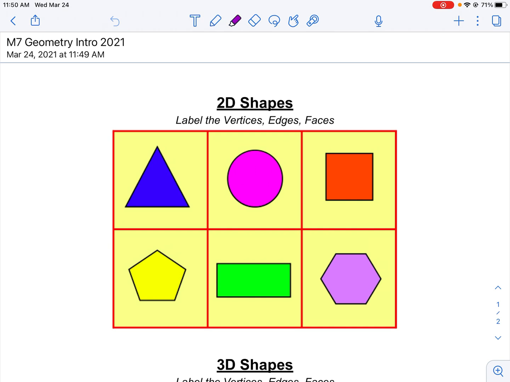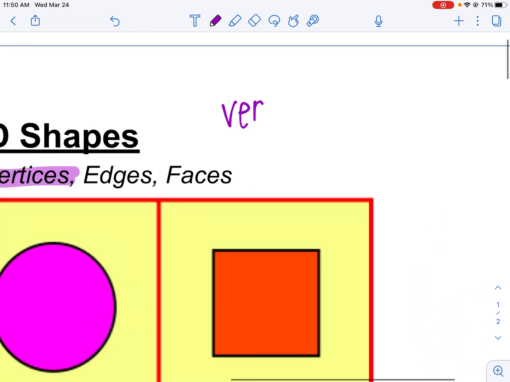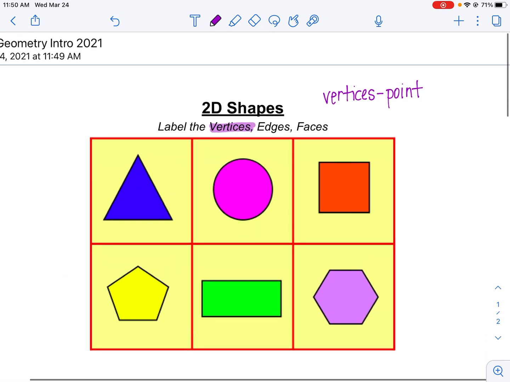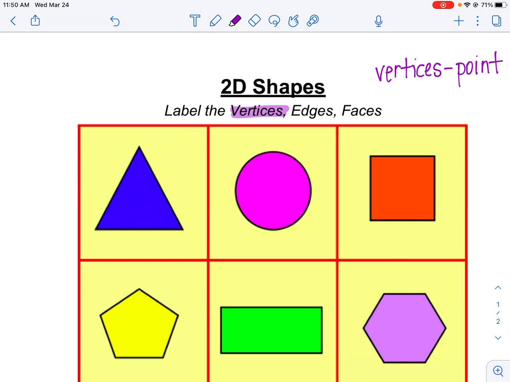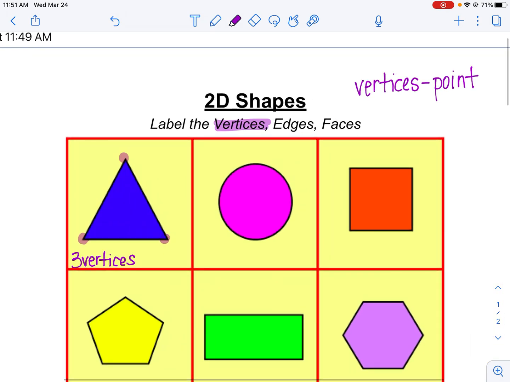So when we're talking about vertices, we are talking about the points in the shape. So where every shape comes to a point. Some shapes are not going to have vertices, so let's label those, and I'm going to use my highlight tool. So a triangle has 1, 2, 3 vertices. A square has 1, 2, 3, 4 vertices.